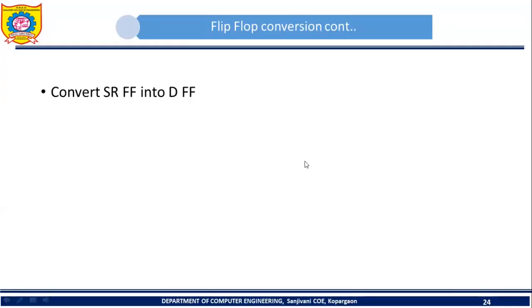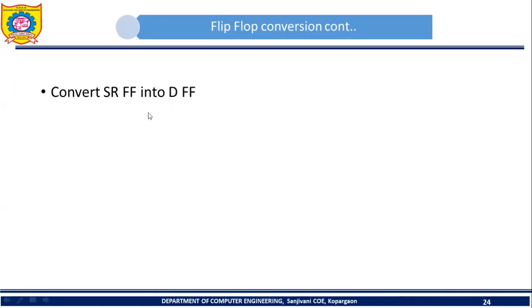Now let's see one problem. Suppose we want to convert SR flip-flop into D flip-flop. Already we have seen the implementation of D flip-flop, how we can design it. D flip-flop can be obtained either from SR flip-flop or JK flip-flop. How? We should use one inverter between the inputs. We can keep one inverter between the S and R inputs of SR flip-flop, and we will get D flip-flop. Or if we place one inverter between the J and K inputs of JK flip-flop, we will get D flip-flop, right? So already we know this point.